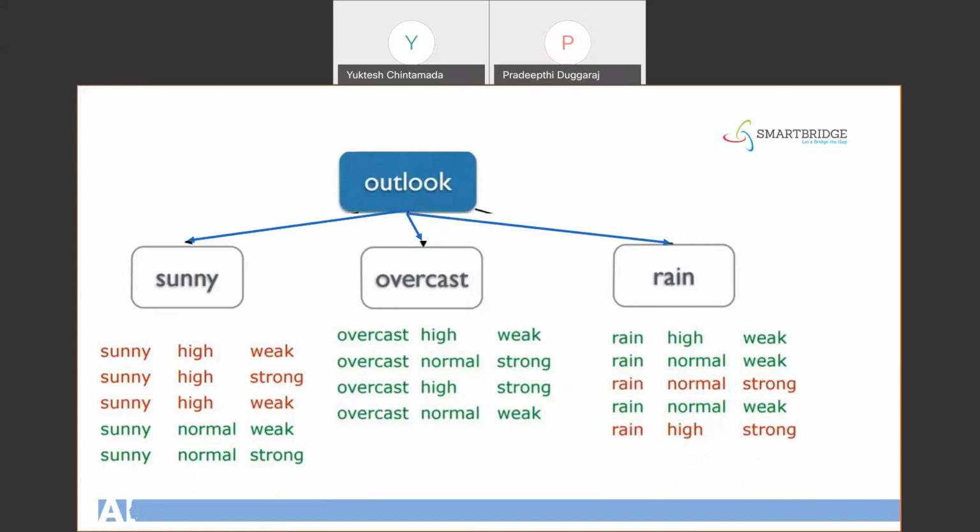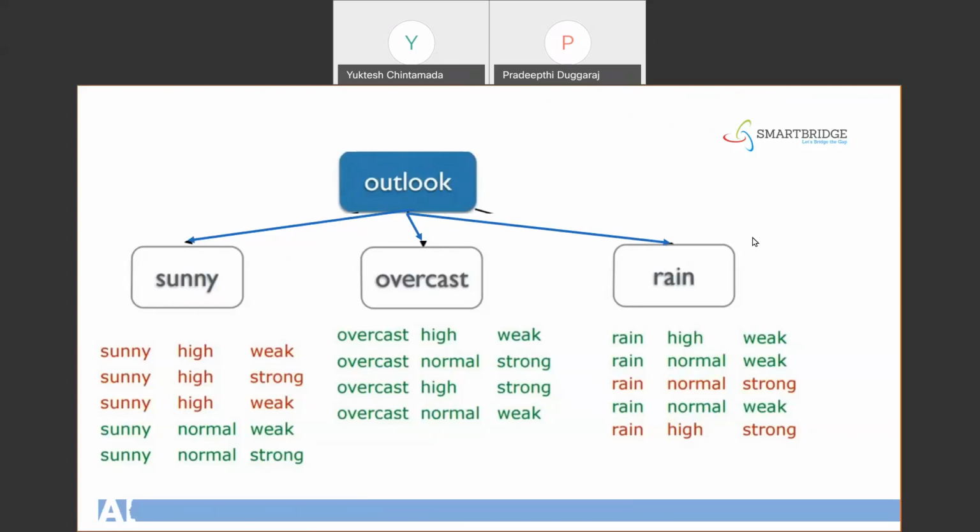So the decision tree will split the data set until it gets pure sets. Now you should understand what this pure set means. A pure set is nothing but a set which has either all yeses or all no's. Now, from here, tell me which is a pure set and which is an impure set.